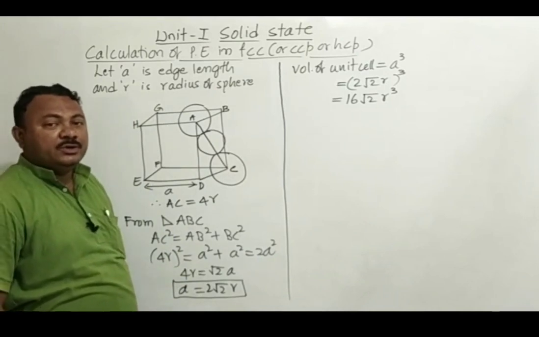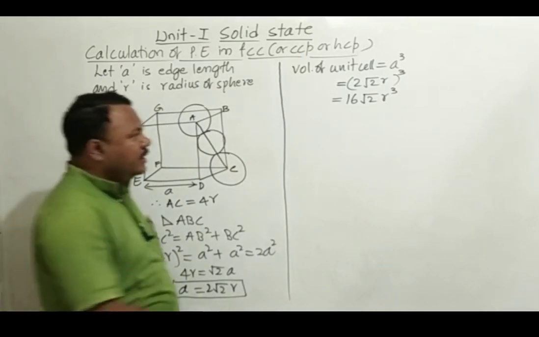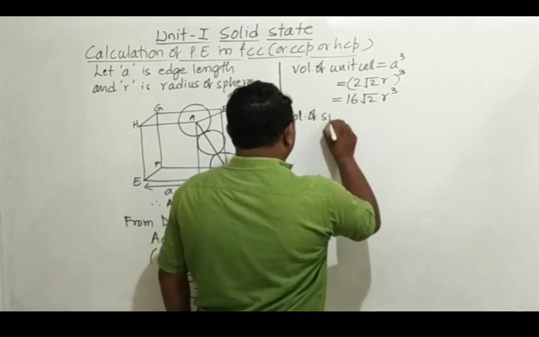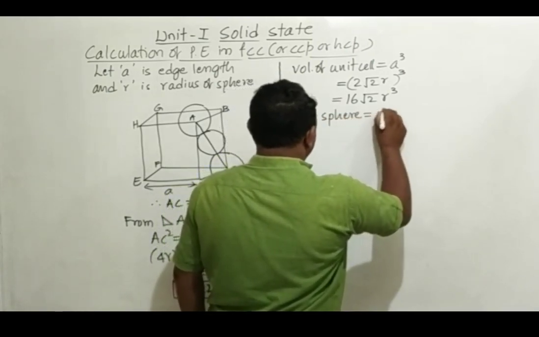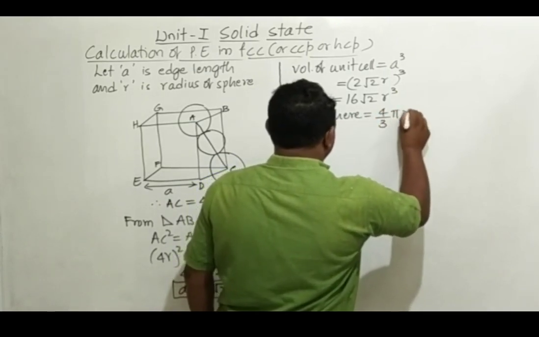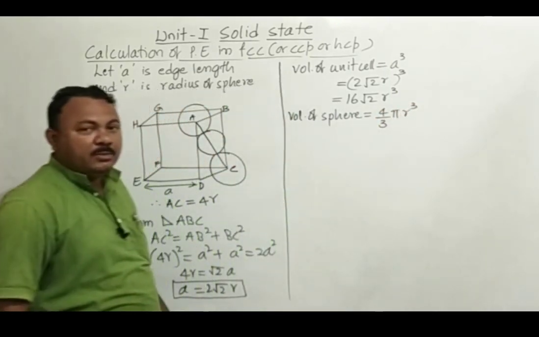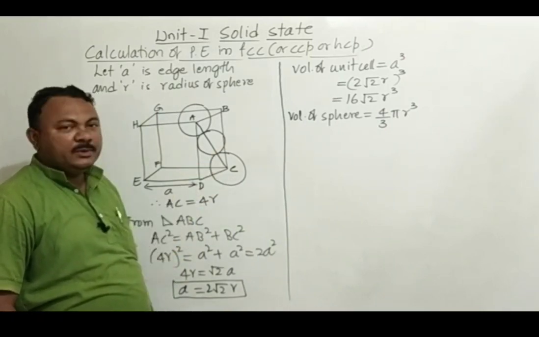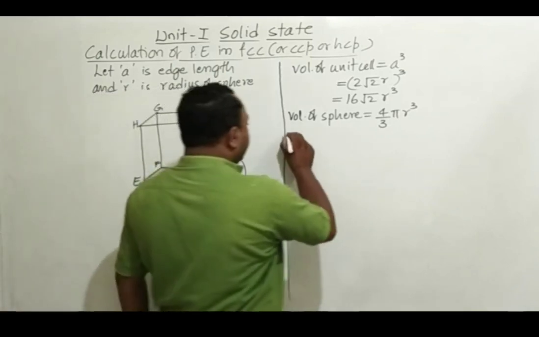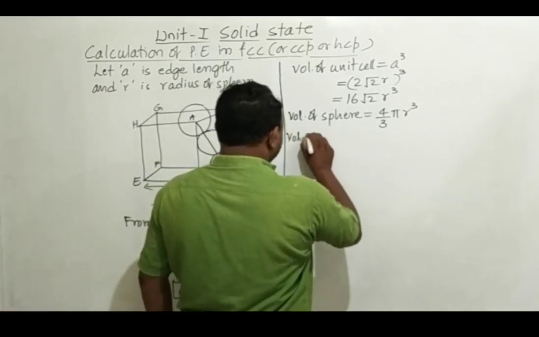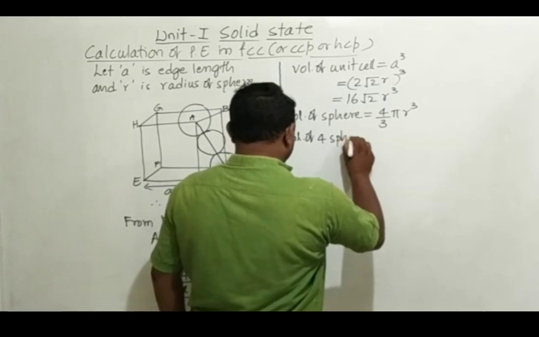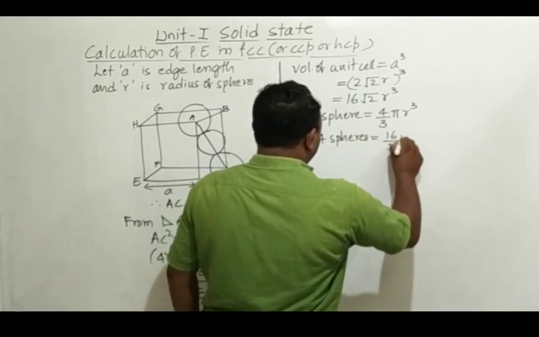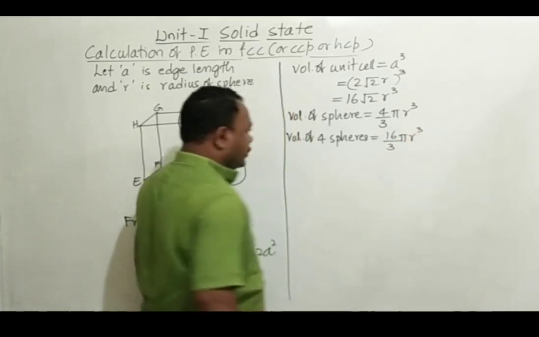From the mathematics, we know the formula of volume of sphere. Volume of one sphere is 4 by 3 pi r cube. We know the number of atoms per unit cell in FCC, it's 4. One sphere volume is 4 by 3 pi r cube. Therefore, we take volume occupied by 4 spheres. 4 into 4 by 3 pi r cube, we are getting 16 by 3 pi r cube.